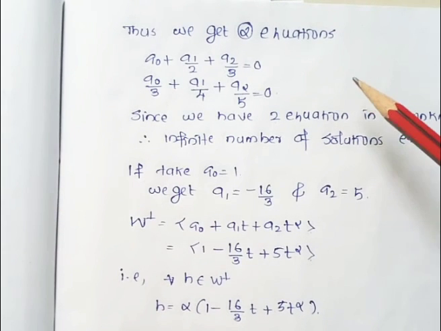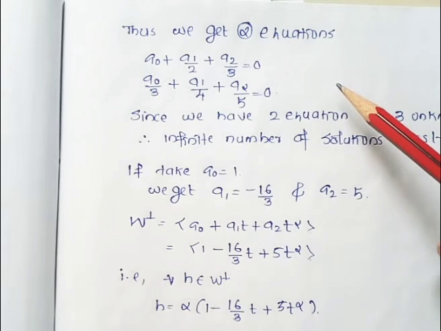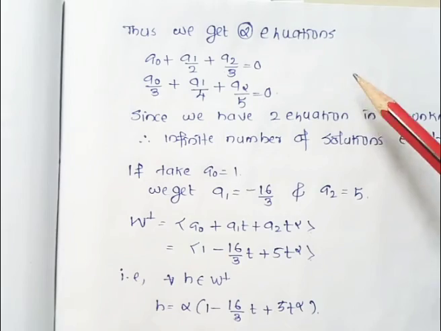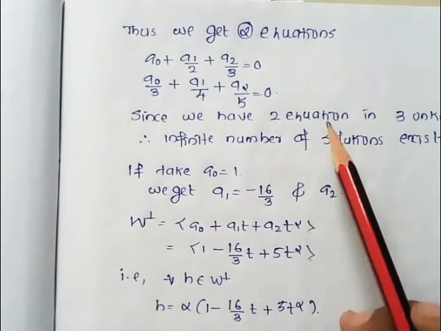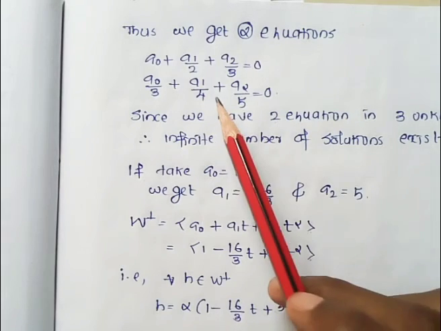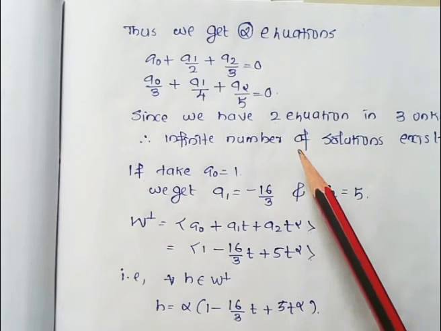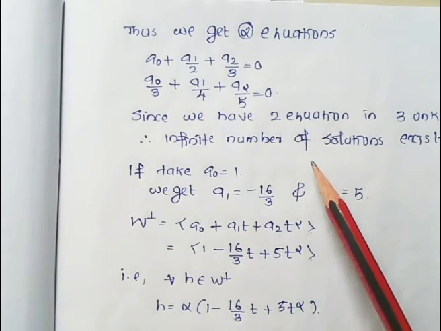So we get two equations: a0 + a1/2 + a2/3 = 0, and a0/3 + a1/4 + a2/5 = 0. So we get two equations in three unknowns, where a0, a1, a2 are the unknowns. So we can conclude that there exist infinitely many solutions for this system of equations.